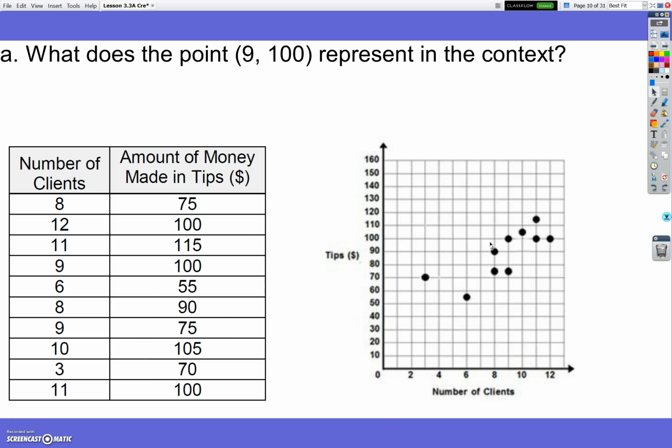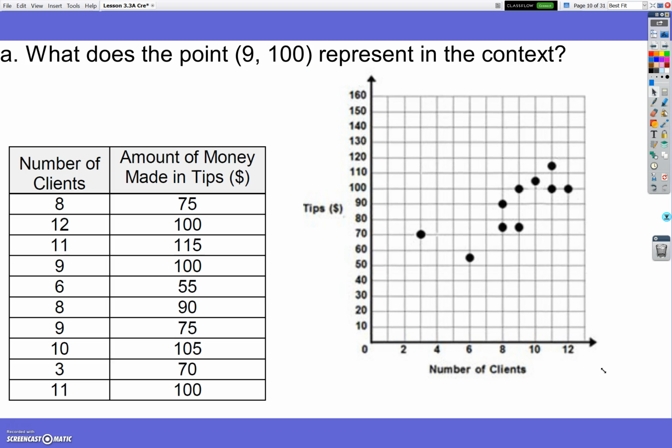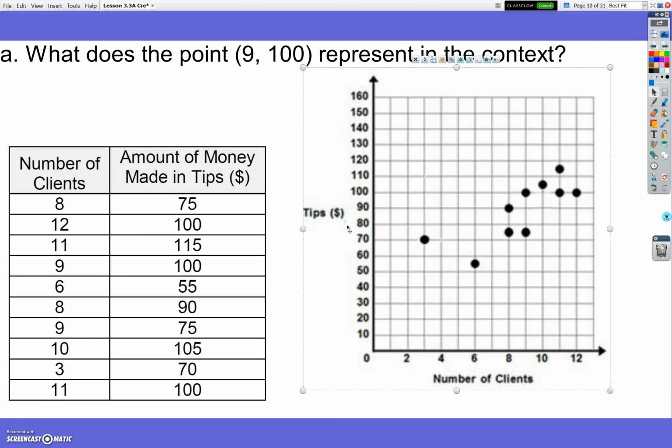Now, when we're talking about a scatter plot, this is the graph right here to the right that I'm making a little larger. This is an easy visual representation to see the number of clients she had and the amount of money she got per tips. So what does the point 9, 100 represent? If I go over here to 9 on my x-axis, which represents the number of clients, and 100, which is this point right here.